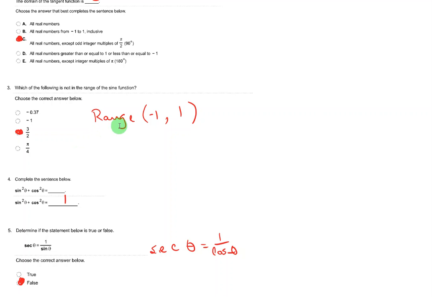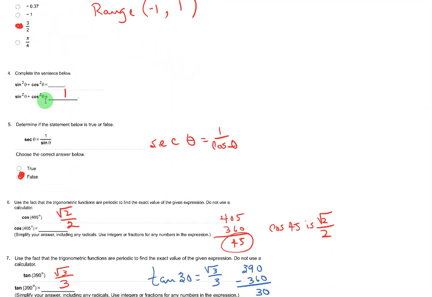So it has to be -1 to 1. That is not in the range. Sine squared plus cosine squared, that was one of those Pythagorean identities, and that's equal to 1.